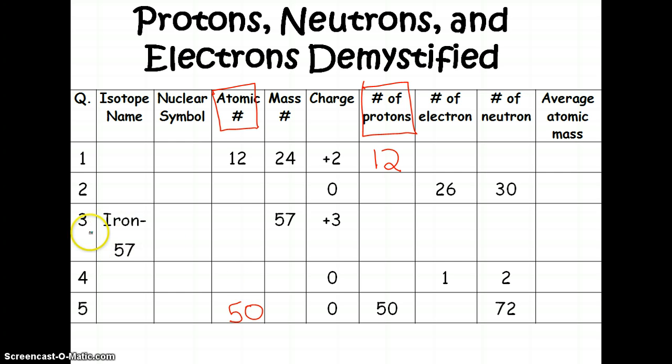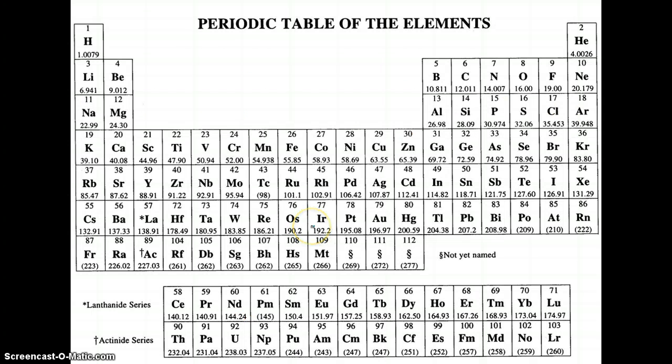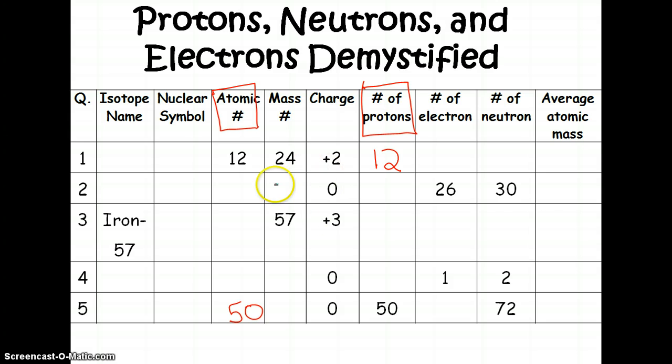All right, and this said it was iron, so that means we can look at a periodic table. Okay, here's iron, and you see, periodic table, so 26, so we can go back and we can put 26 on there.